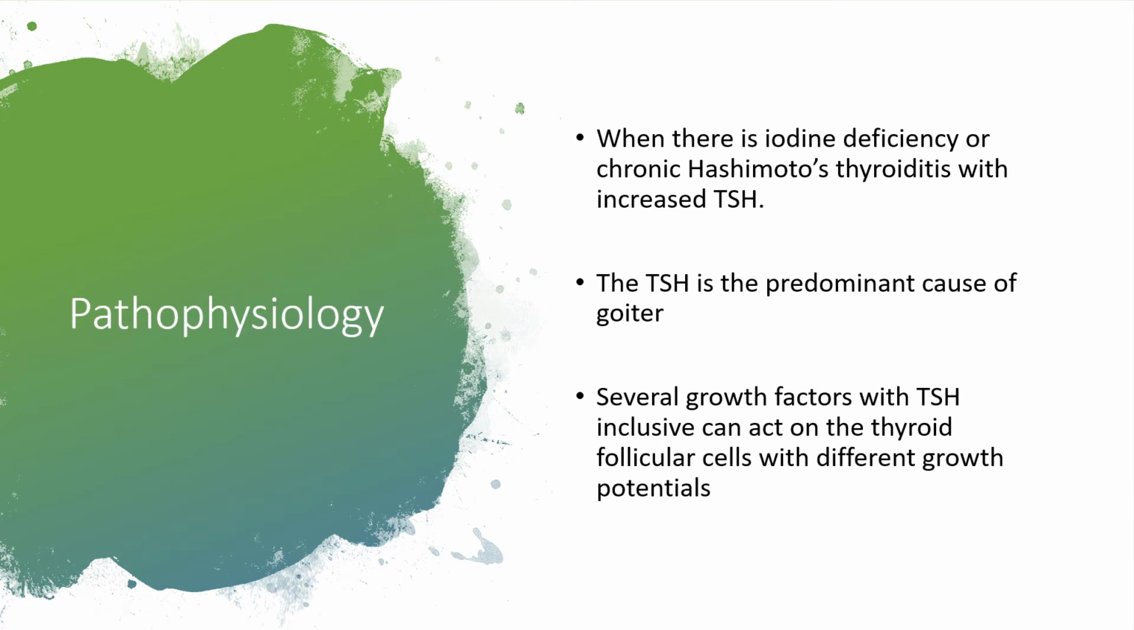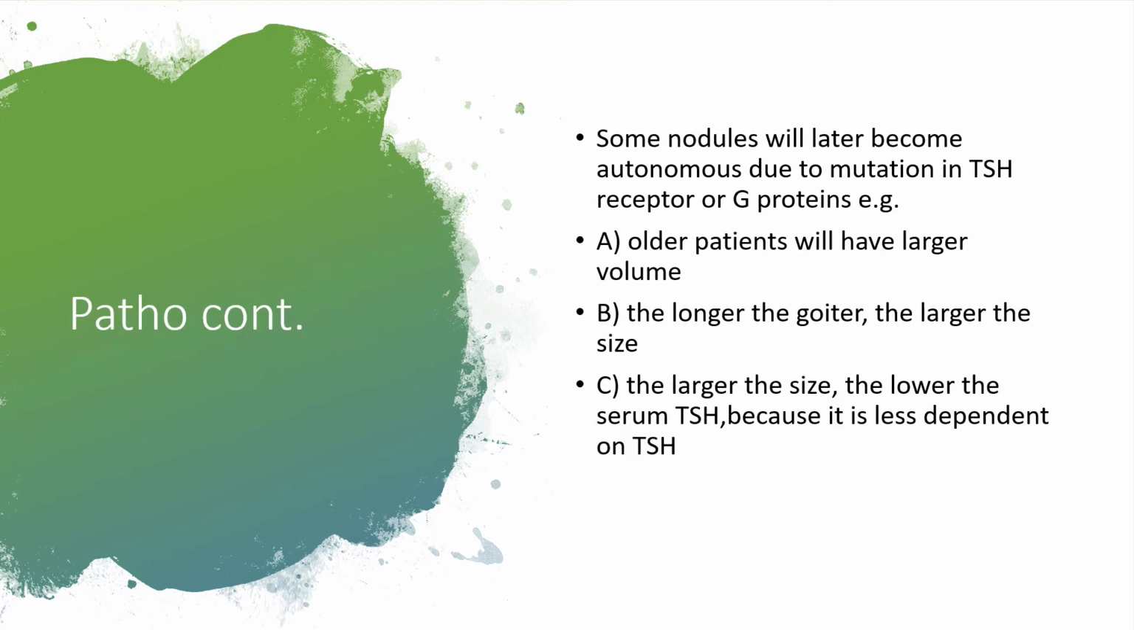Pathophysiology. When there is iodine deficiency or chronic Hashimoto's thyroiditis with increased thyroid stimulating hormone, then we're in trouble. Predominantly, thyroid stimulating hormone is responsible for goiter production. Several growth factors, with thyroid stimulating hormone inclusive, can act on the thyroid follicular cells with different growth potentials. Still on pathophysiology, some nodules will later become autonomous due to mutation in the thyroid stimulating hormone receptor or G proteins.